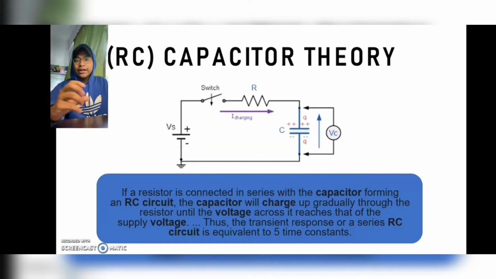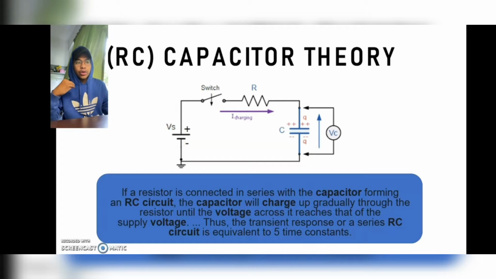If a resistor is connected in series with the capacitor forming an RC circuit, the capacitor will charge up gradually through the resistor until the voltage across it reaches that of the supply voltage. Thus, the transient response of a series RC circuit is equivalent to 5 time constants.